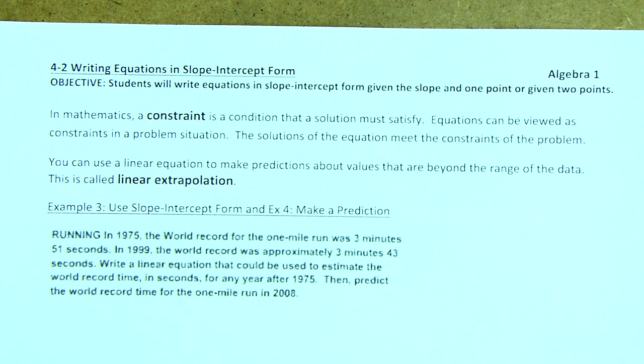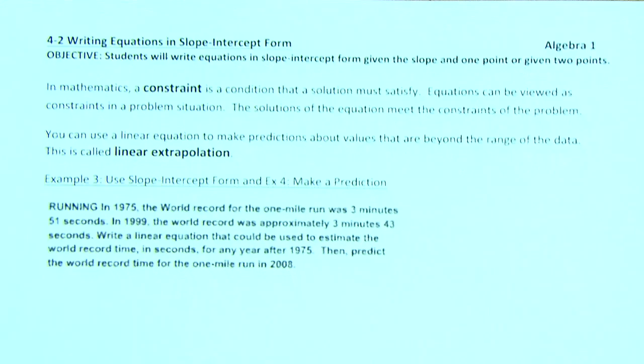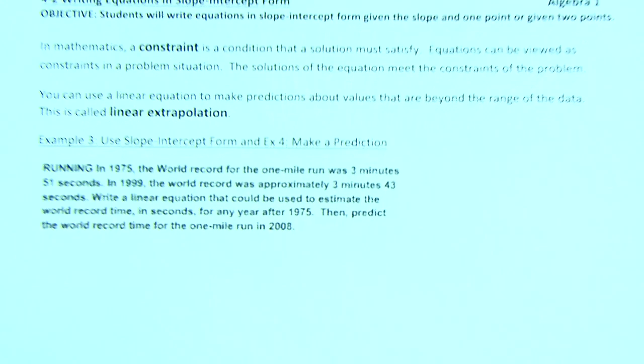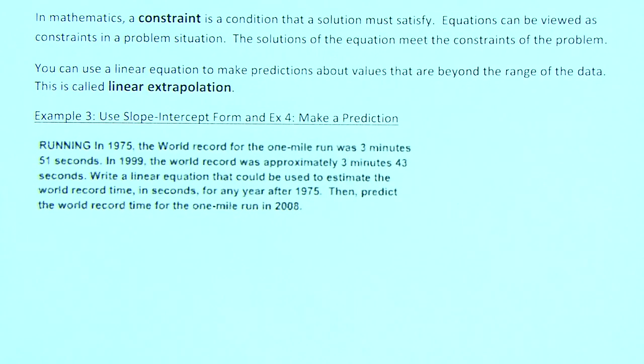Okay, you can use linear equations to make predictions about values that are really, really large or very, very small, and you can't maybe see it on your graph immediately. That's called linear extrapolation. Okay, so just making predictions. All right, so take a look at this word problem. It says use slope-intercept form, and in example 4, make a prediction.